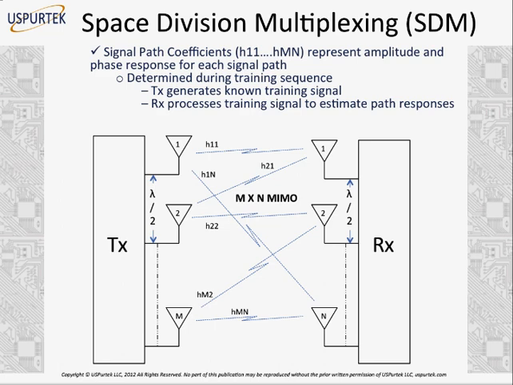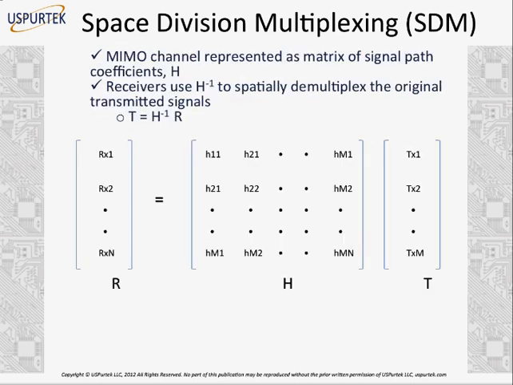So typically, the transmitter generates a known training signal, which is known to the receiver also in advance, and the receiver processes that signal to estimate path responses. For each beam, it will estimate what is the amplitude and what is the phase response. And based on this, while it is scanning these beams, it will build a matrix. That matrix will be used for computation of the received signal at a later stage.